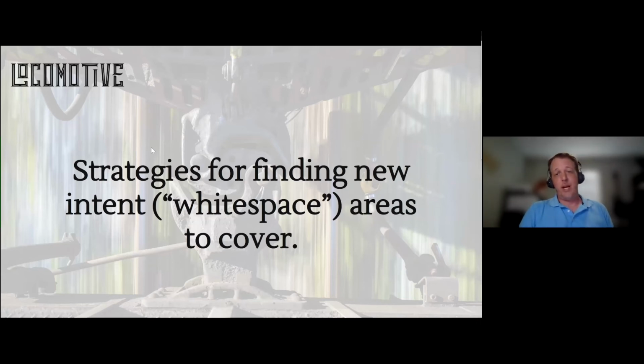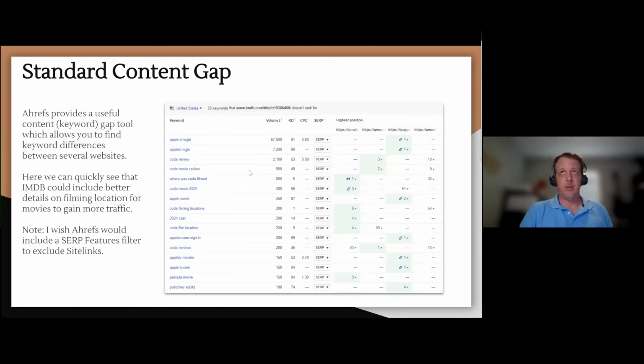All right, so strategies for finding new intent white space areas to cover. I should be able to get through this in 6 minutes. So the first is your standard content gap. Ahrefs has a really nice content gap built into it where you can put your domain as well as 3 to 4 competitor domains, and they'll essentially tell you where you're missing coverage.